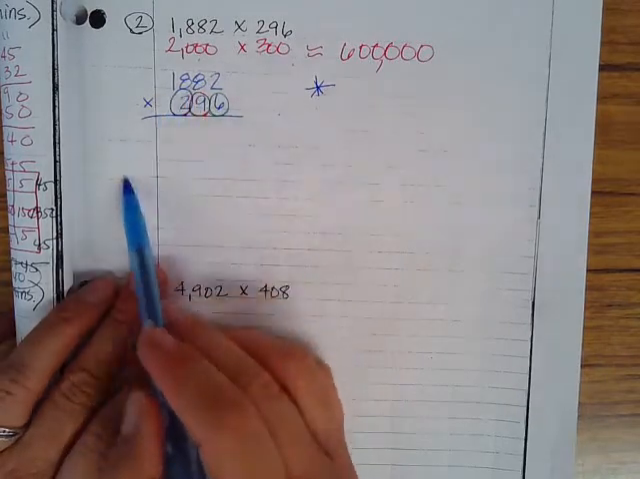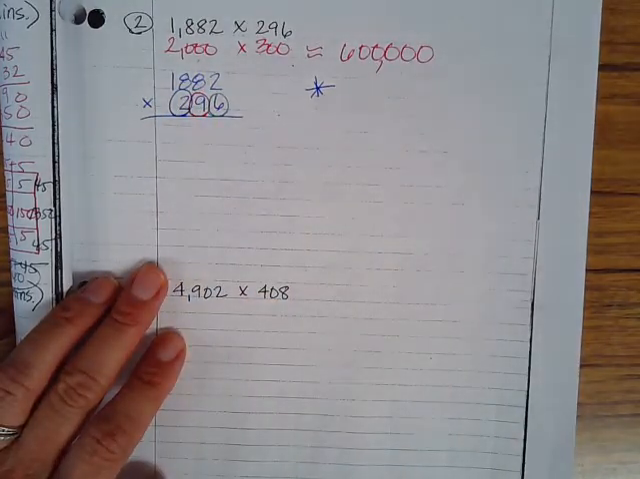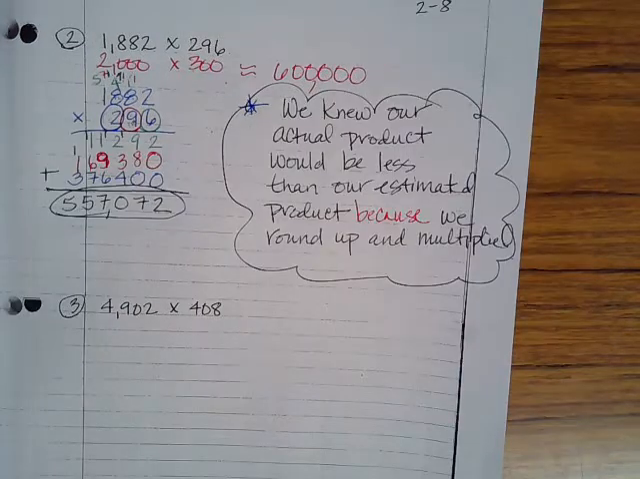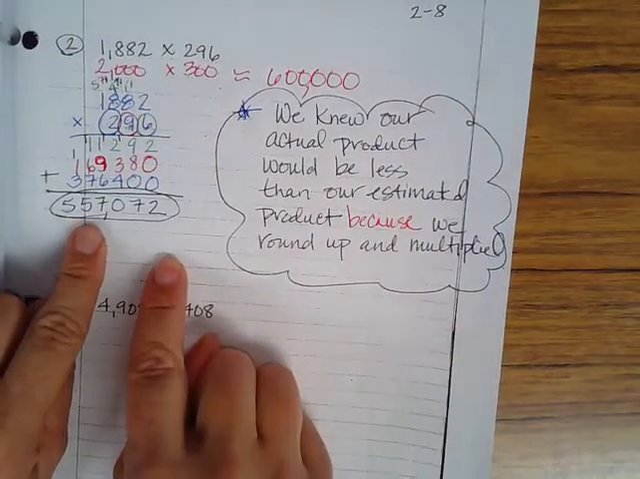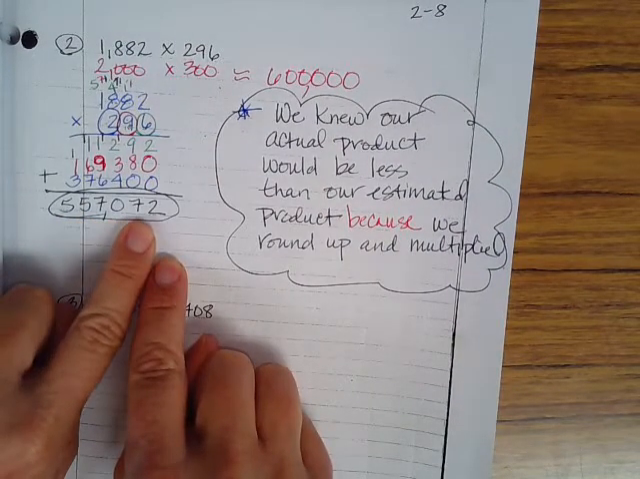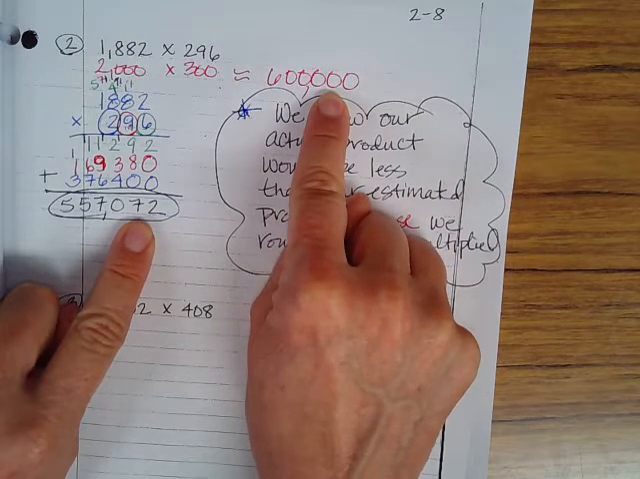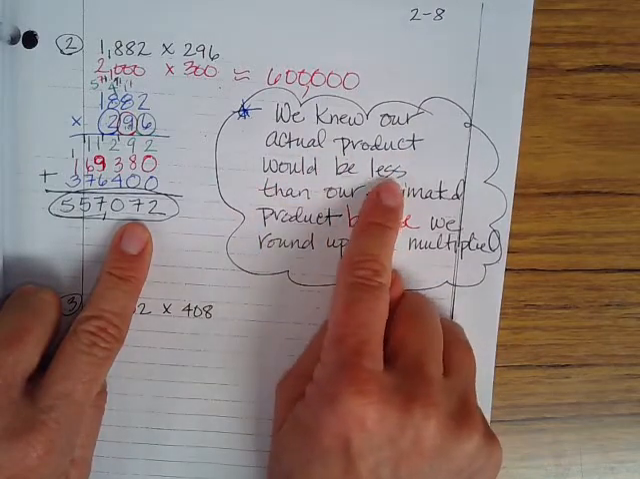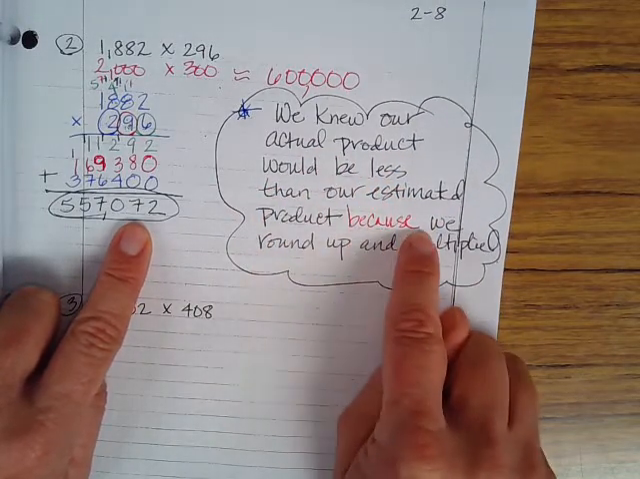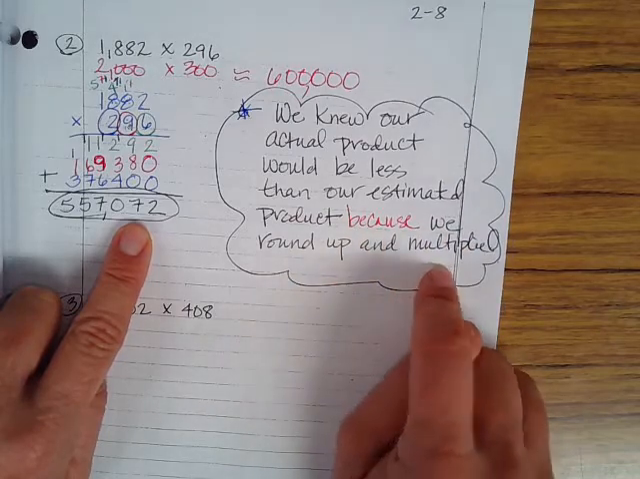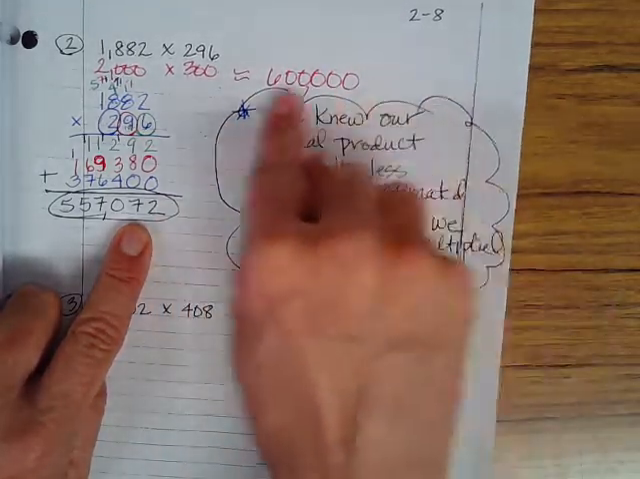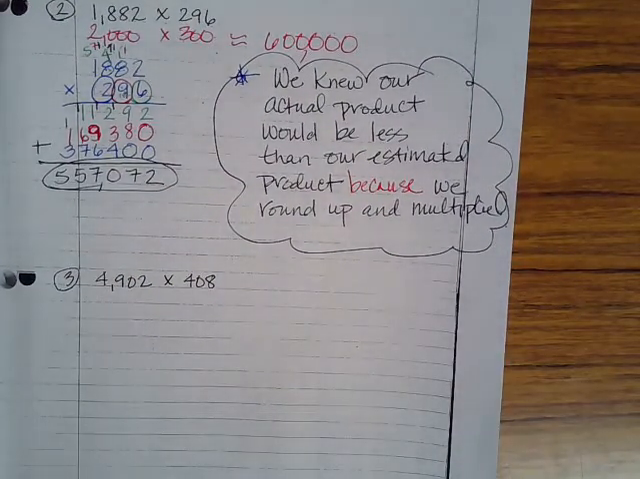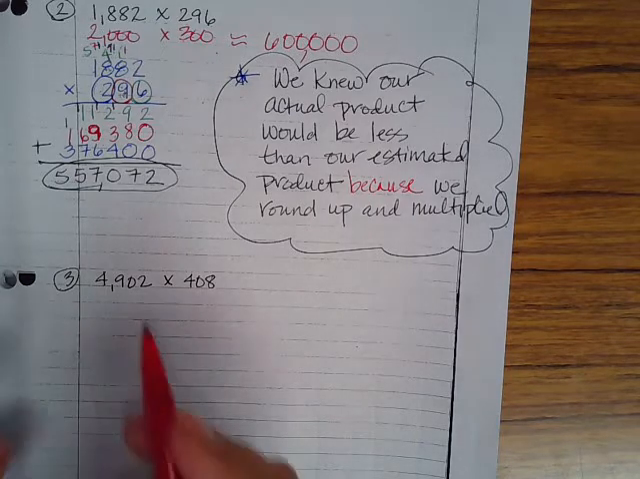So what I want you to do is go through and do the actual standard algorithm, and then come back and check to see if your answer matches mine. All right, so we did the standard algorithm. 557,072 is less than 600,000, and that's what we predicted. We know our actual product would be less than our estimated product because we rounded up and multiplied. This has to be on your paper. If it's not correct, fix it. All right, last problem, and then we're going on to problem set.